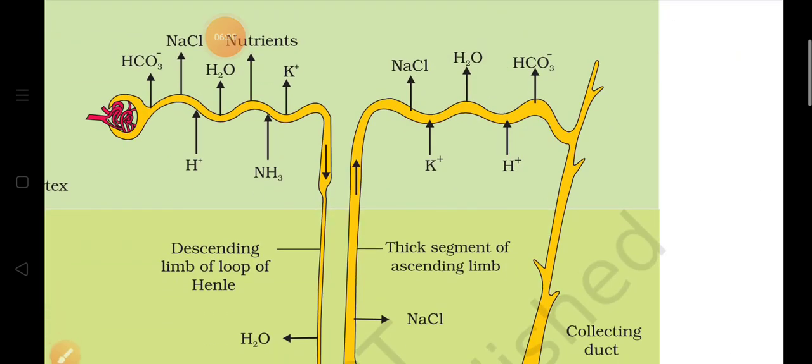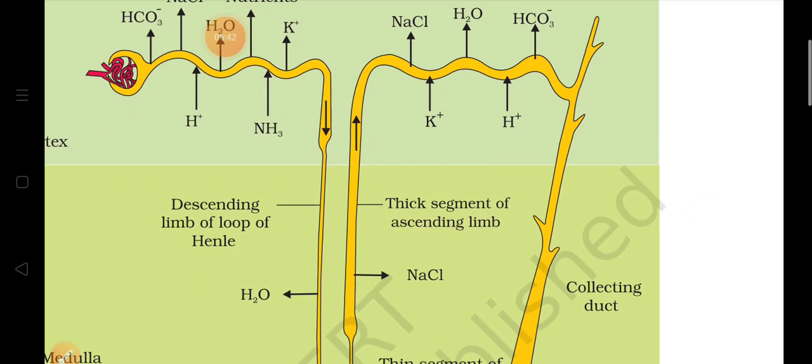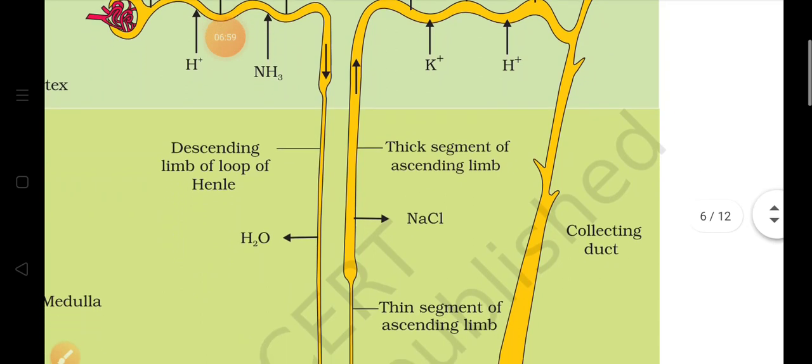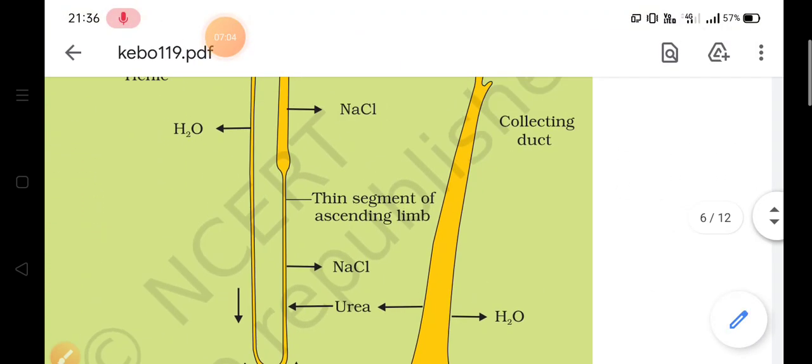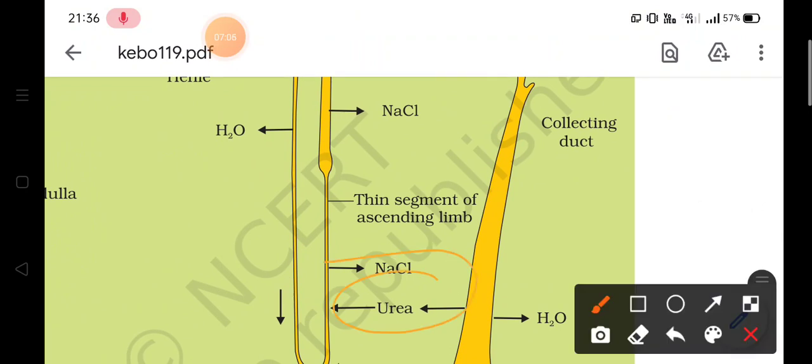Now the collecting duct is a long duct and it extends from the cortex of the kidney and moves towards the inner part of the medulla. And what it does is absorb a large amount of water, and in this way concentrated urine is produced. And this segment also allows a small amount of urea, as we are able to see in the diagram here, where urea is mentioned. So a small amount of urea is also allowed to enter into the medullary interstitium.